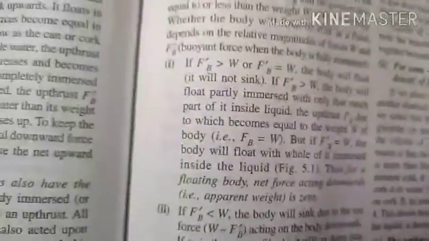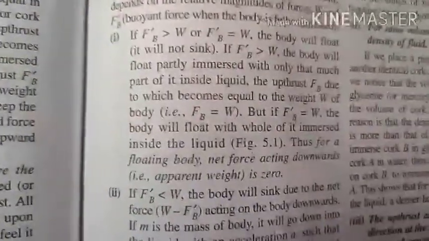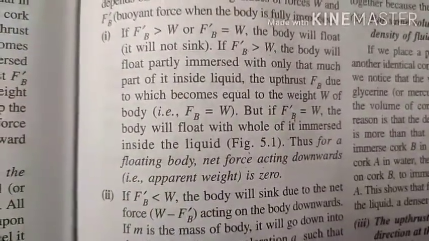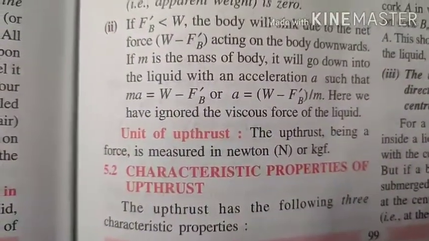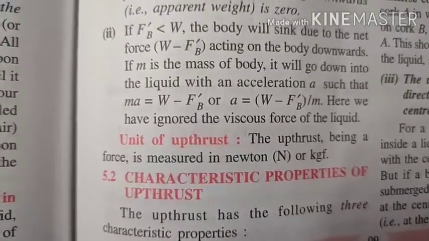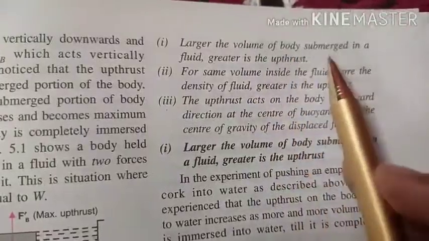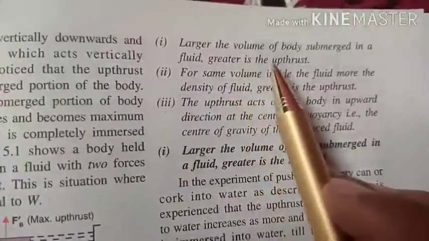Okay, so you understood the condition for floating or sinking. Now let's see the characteristic properties of upthrust. The first property says, the larger the volume of the body submerged in a liquid, the greater is the upthrust, which is obvious.